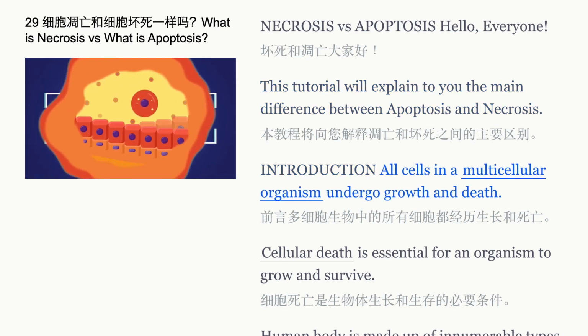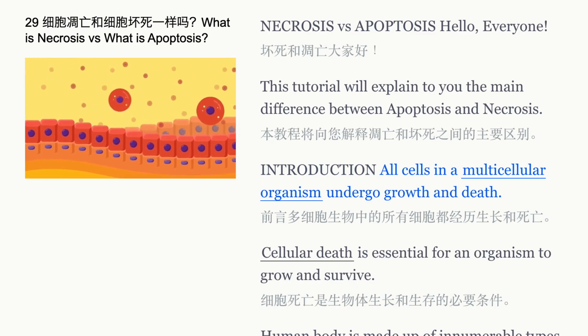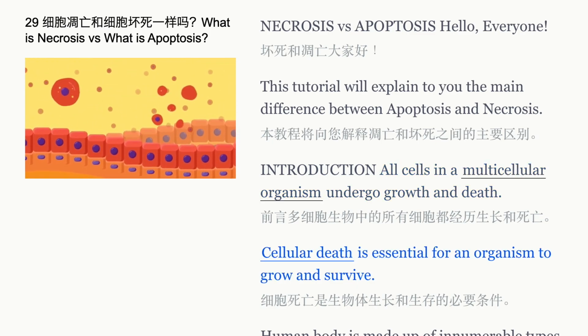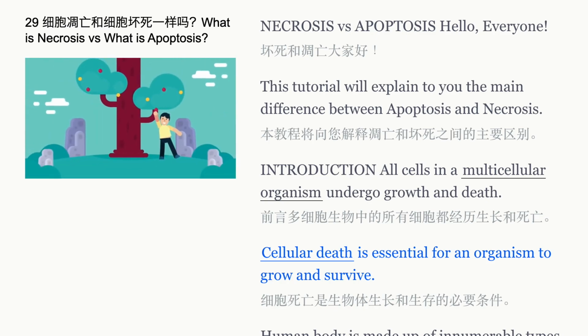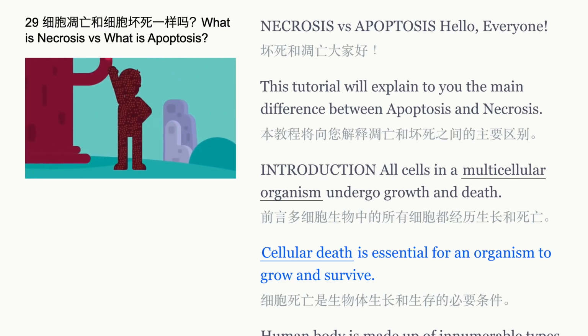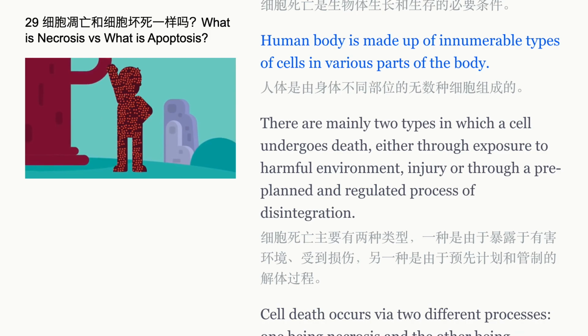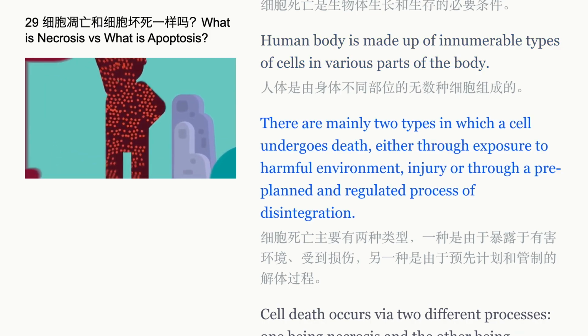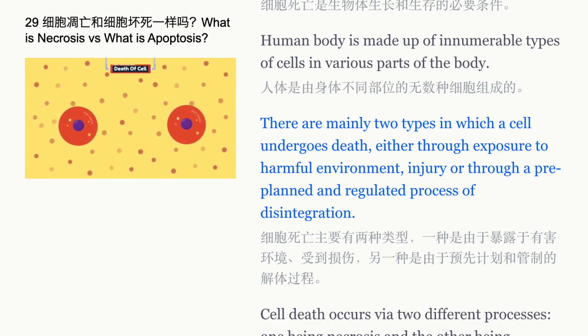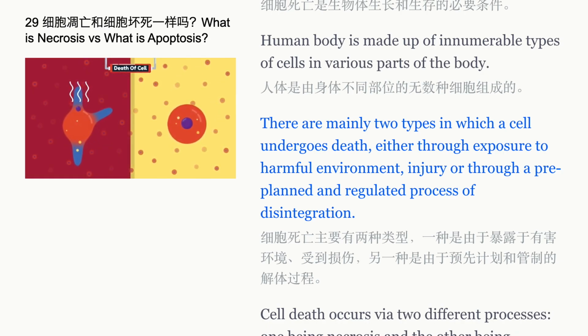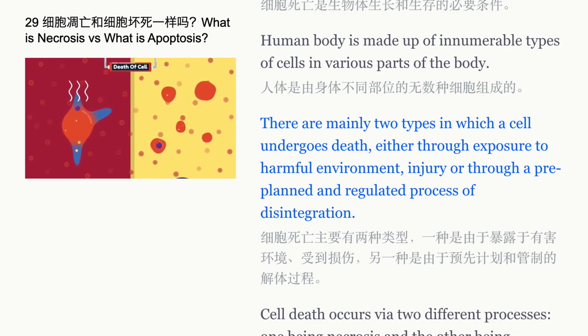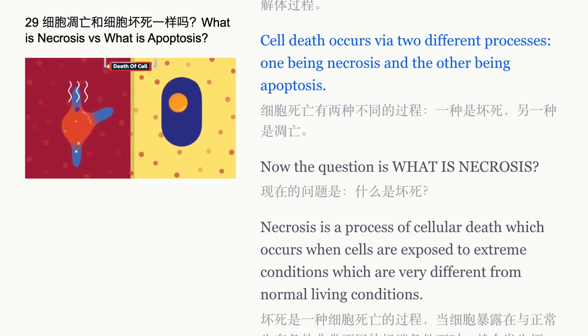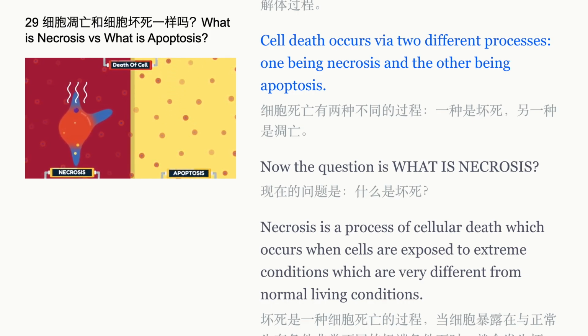Introduction. All cells in a multicellular organism undergo growth and death. Cellular death is essential for an organism to grow and survive. The human body is made up of innumerable types of cells in various parts of the body. There are mainly two ways in which a cell undergoes death, either through exposure to a harmful environment or injury, or through a pre-planned and regulated process of disintegration. Cell death occurs via two different processes, one being necrosis and the other being apoptosis.